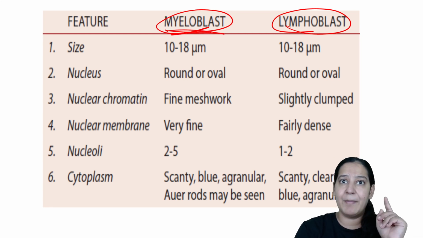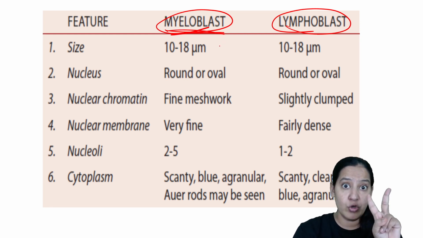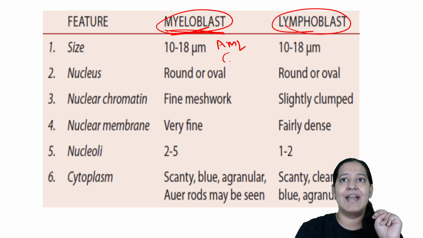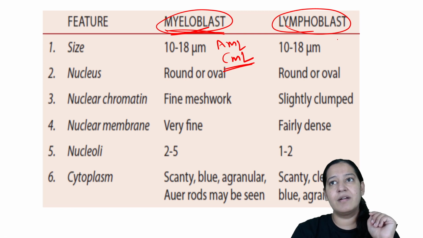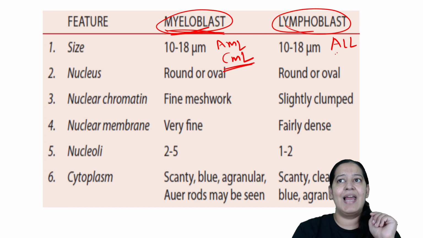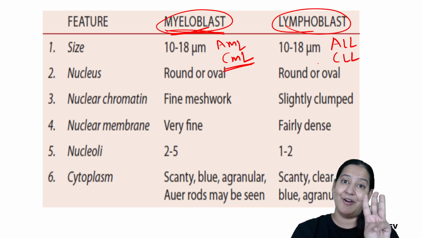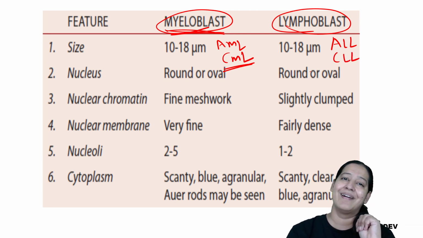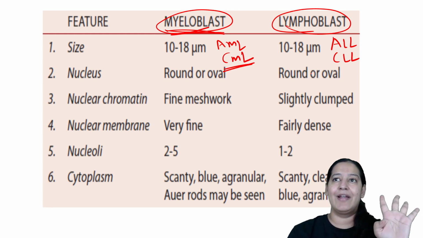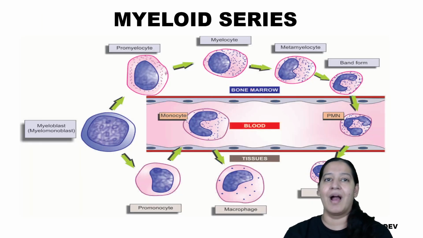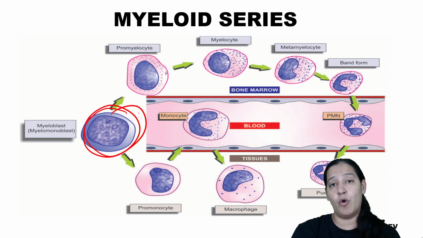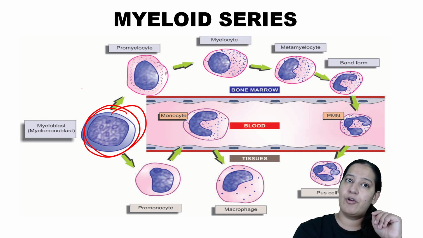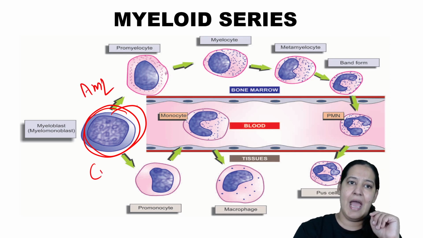If myeloblast is coming in blood, it will be myeloid leukemia. The two types of myeloid leukemia are AML and CML, one of which I will be teaching today, CML. And if lymphoblast is coming in blood, it will be lymphoid leukemia, that is ALL and CLL. So total 4 types of leukemia. Which blast is coming in blood? If myeloblast is coming, it is myeloid leukemia. If lymphoblast is coming, it is lymphoid leukemia. If this blast, myeloblast, leaves the bone marrow and comes in blood, it will be myeloid leukemia, AML and CML.